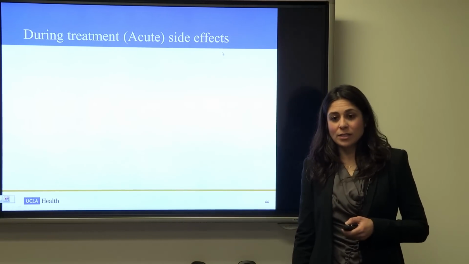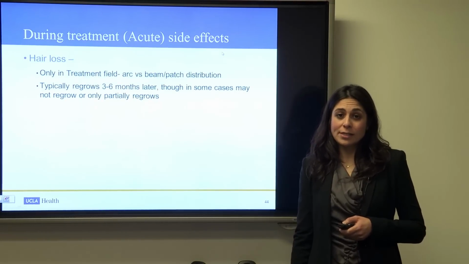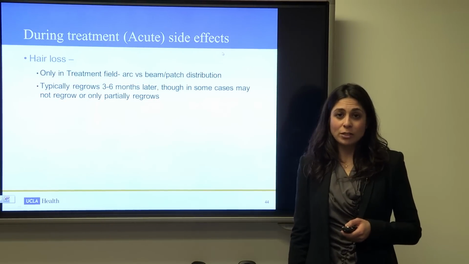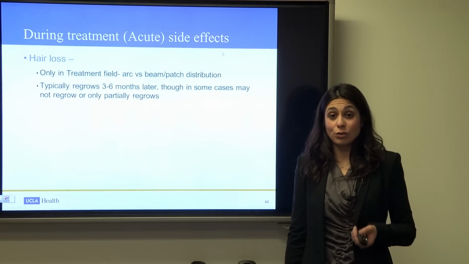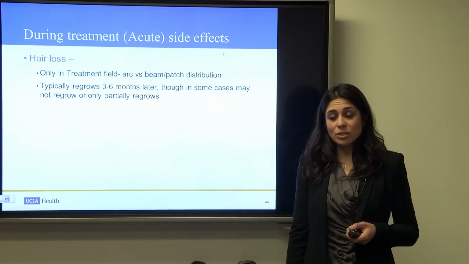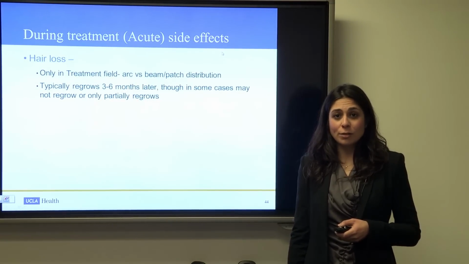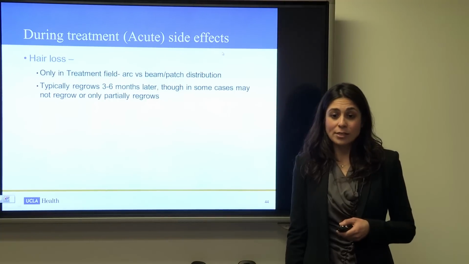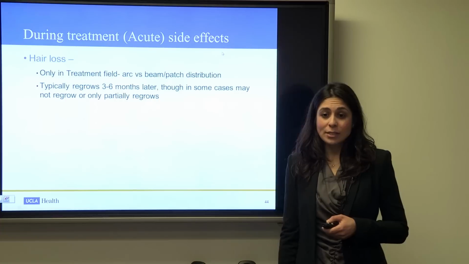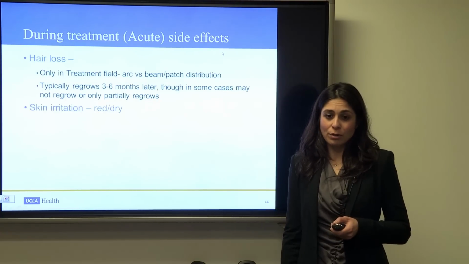What are some side effects to expect during treatment, or acute side effects? Hair loss, and this is typically only in the radiation field, but it will depend on if you use an arc versus a beam distribution. So if you use just a beam distribution, it might just be a patch of hair that's lost. If you use an arc, it could be a halo around the head that's lost. It typically regrows 3 to 6 months later, though in some cases it may not regrow or only partially regrows.